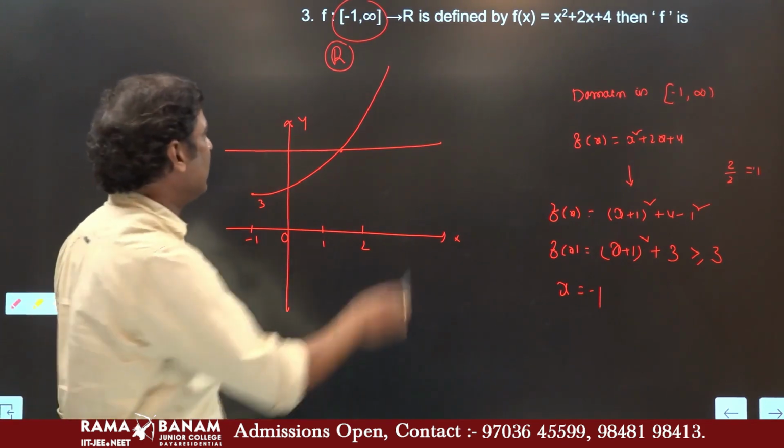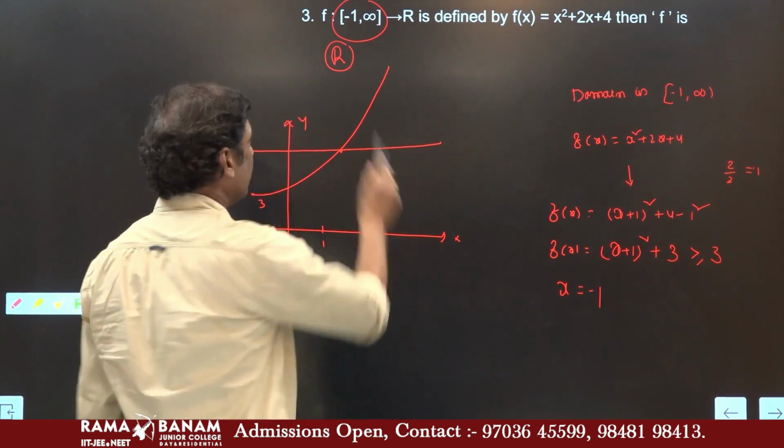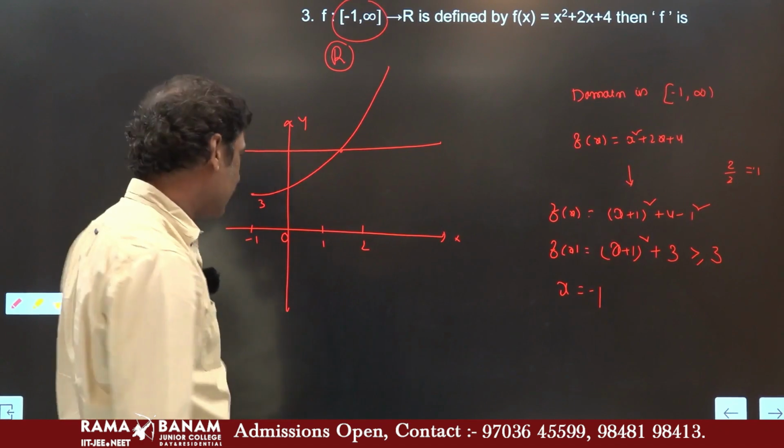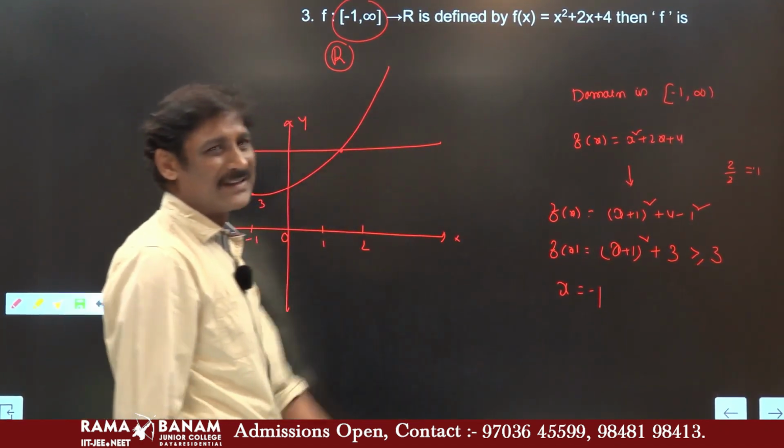I took the domain here as minus 1 to infinity. This is a one-one function. But suppose the domain is R, then what is going to happen? Now you see this, the domain is R, just the same, the minimum value is always minus 1.